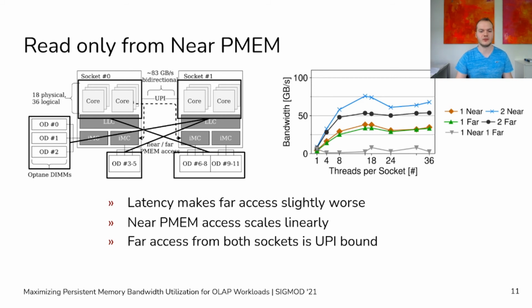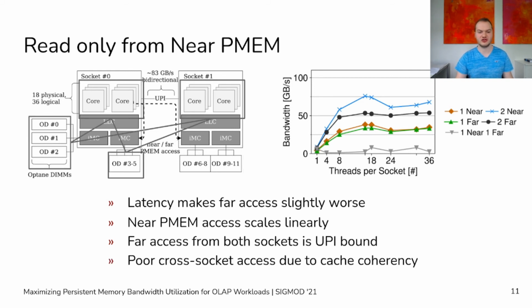The last configuration in gray is trying to support near PMEM worker threads with far threads reading from the same PMEM. The bandwidth in this case is catastrophic, which is due to the constant reconfiguration in the cache coherency protocol, which is used between the 2 CPUs.